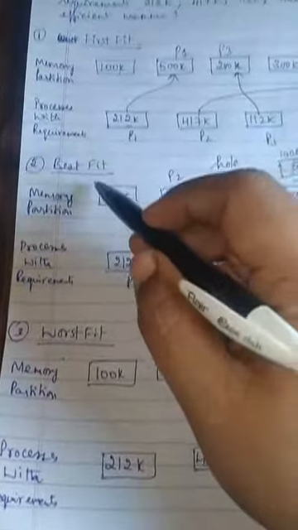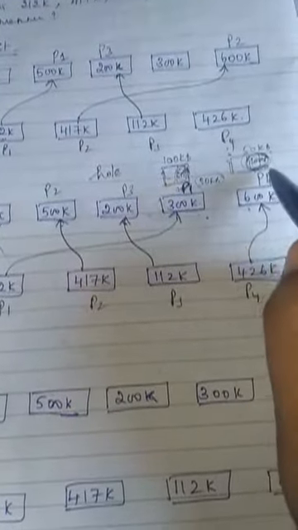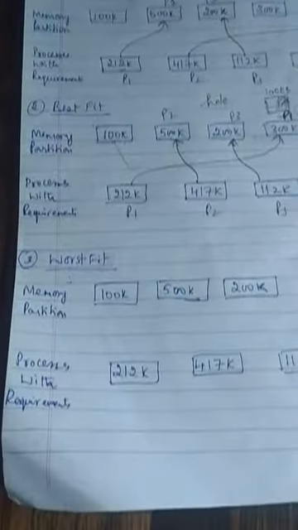Worst fit is exact opposite of best fit. In best fit what did we say? The remaining should be minimum or less. But whereas in worst fit you are checking all the memory partitions, and whichever the unused space will be more, you are going to place there.